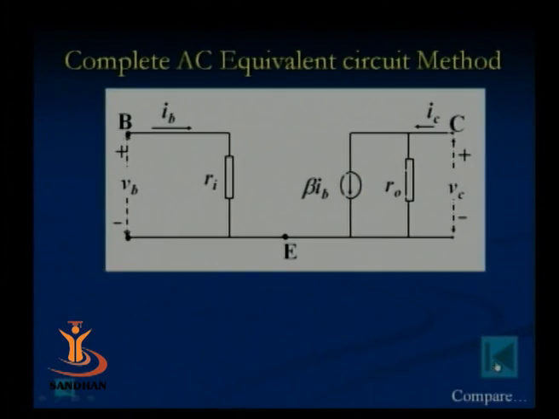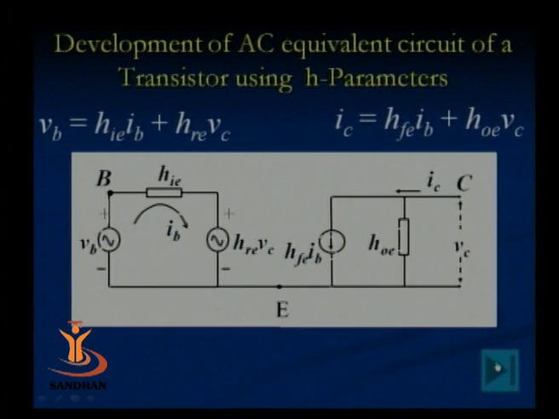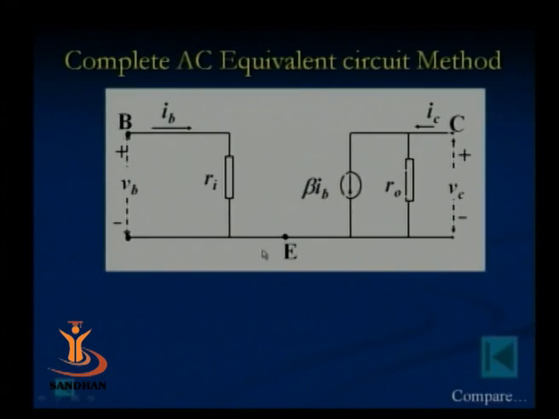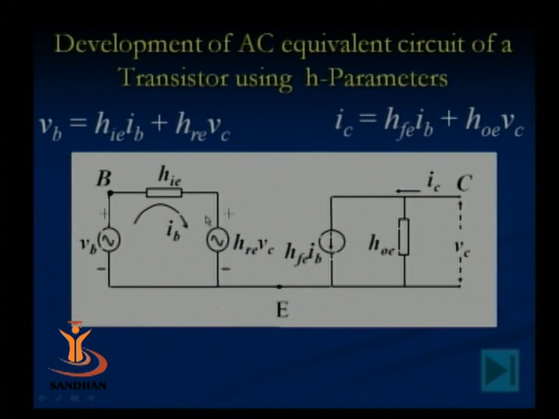See, at the input there is a Ri, a resistance. Here there is a HIE, which represents the input impedance or input resistance. Nothing else at the input, but in this H parameter circuit, there is a term HREVC, a voltage source, appearing. So what does that represent? A voltage source. So that is the difference.